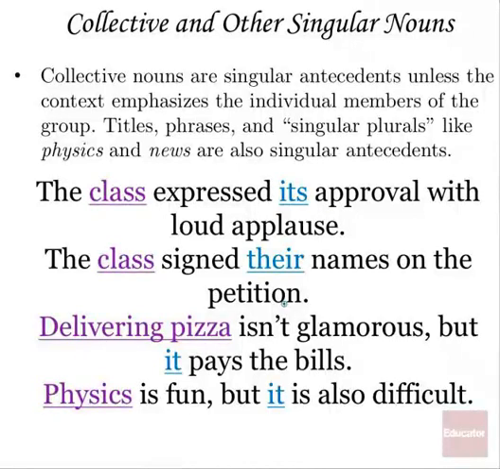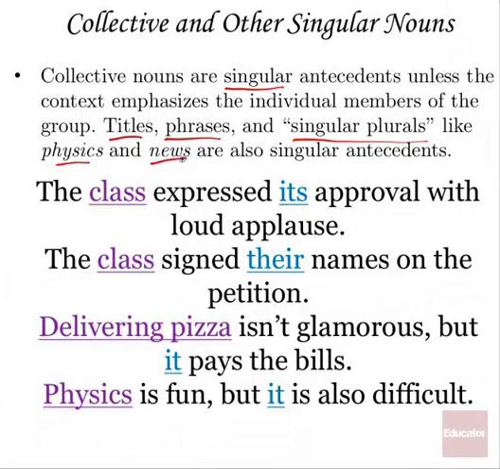Collective nouns, as you may recall from our lesson on nouns, are singular antecedents. They're nouns that refer to groups, so team, things like that. They're singular antecedents unless the context emphasizes the individual members of the group. So when someone is talking about the team and the team does something as a whole, you use it as a singular antecedent. You also use this in cases of titles, like The Birds, the title of a movie, phrases, happily ever after, and singular plurals like physics and news.